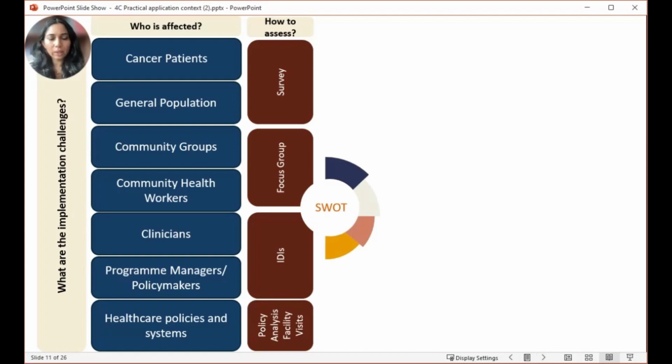We then triangulated all the information that we obtained from the surveys, the focus groups, the in-depth interviews, and the policy analysis into a SWOT evidence table. We thought about the strengths, the weaknesses, the opportunities, and threats that exist in the context of cancer early detection in our 3 different sites.